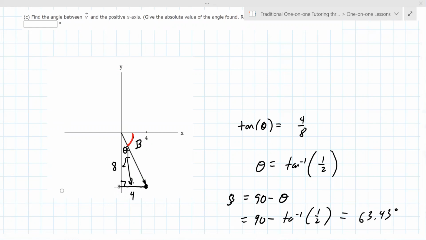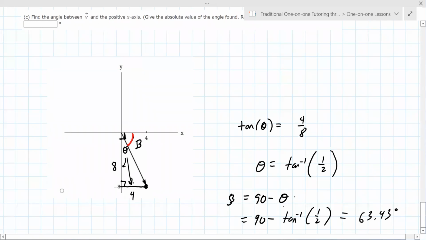Wait, so tan theta equals 4 over 8? Yes, opposite over adjacent. You solve for the angle, but we don't want that angle. We want the angle made with the x-axis. The whole angle is 90 degrees, so it's 90 minus theta. You find the angle and just put it in the calculator? Yes. So you put 90 minus tan inverse of 1/2, or arctangent.